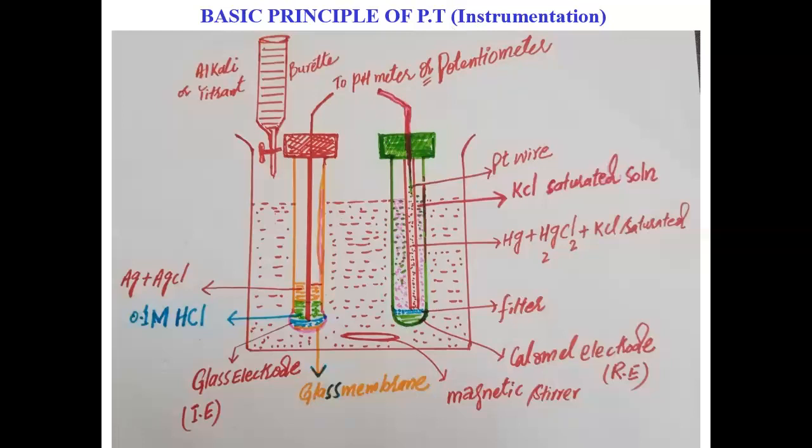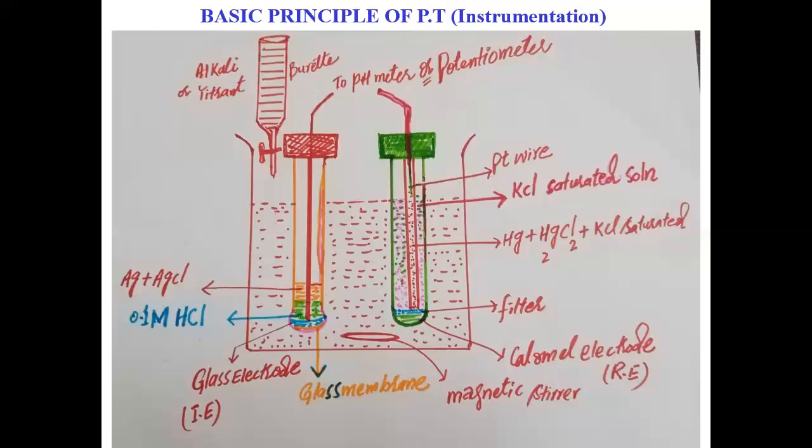Now in the burette, here is another solution. You can see this is the burette, and here is another solution. If we carry out an acid-base titration, then it will be a base. And if we carry out a redox reaction, it will be a reducing agent in the burette and an oxidizing agent in the beaker. So in this beaker is the solution of unknown concentration, to which the titrant is added drop by drop.